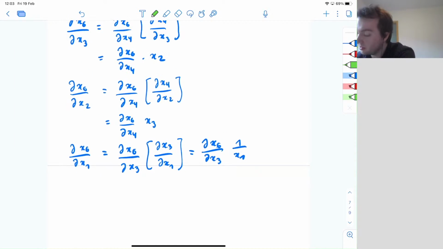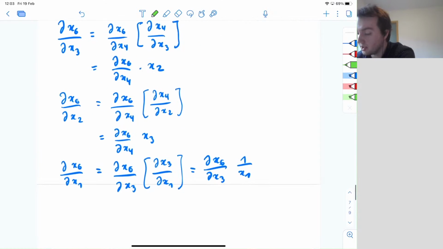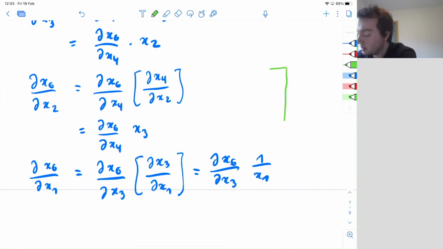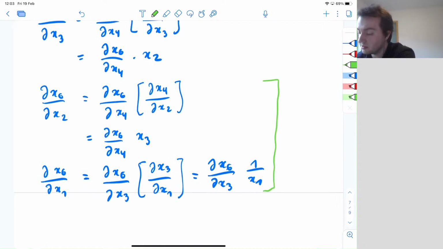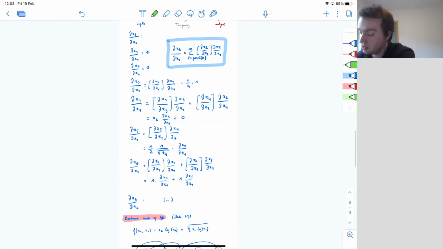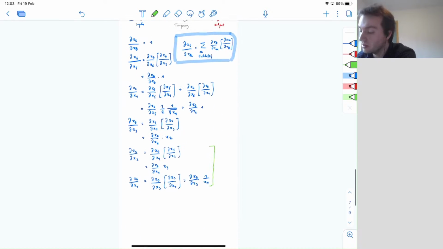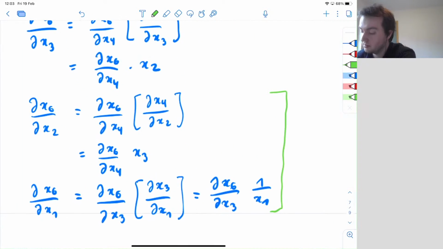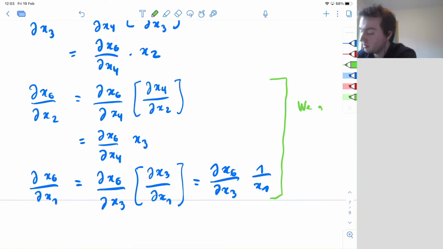Now, what is different from before is that in just one run of the algorithm, we have obtained both gradients, both Jacobians. So the one with respect to x2 and the one with respect to x1. While before, for the forward mode of automatic differentiation, we did all of these things just to compute the first Jacobian. And now we get them both in one go, both at once.